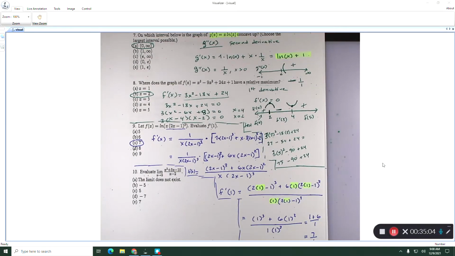All right. Now, we're switching to a limits problem. It says evaluate the limit as x approaches 2 of x squared plus 3x minus 10 over x minus 2.